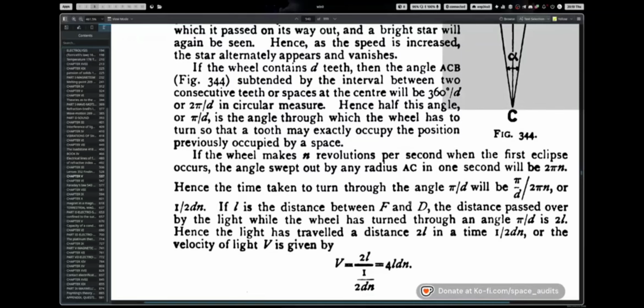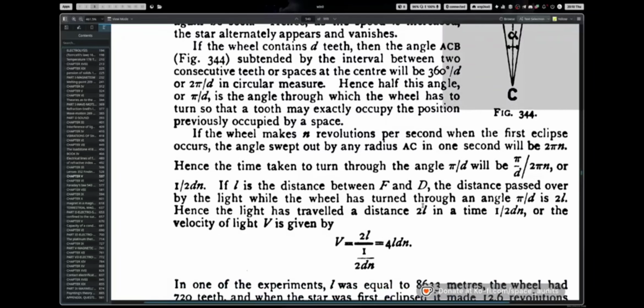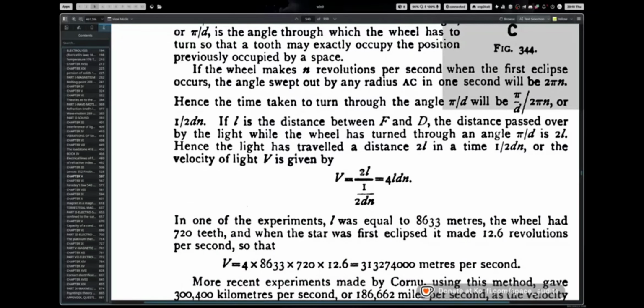If L is the distance between F and D, then the distance passed by the light while the wheel is turned through an angle of pi over D is 2L. Hence, the light will travel the distance 2L in the time of 1 over 2Dn, so the velocity of light is given by the formula V equals 2L over 1 over 2Dn, which is equal to 4 times L times D times n.